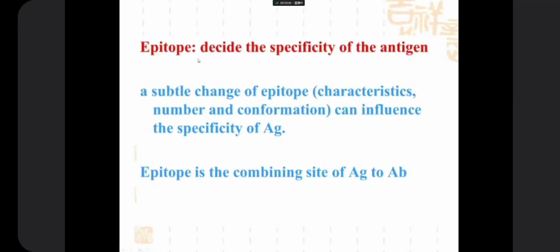So epitope can decide the specificity of the antigen. A subtle change of epitope, for example its characteristic number and conformation, can influence the specificity of antigen. And then we know the epitope is the combining site of antigen to antibody.